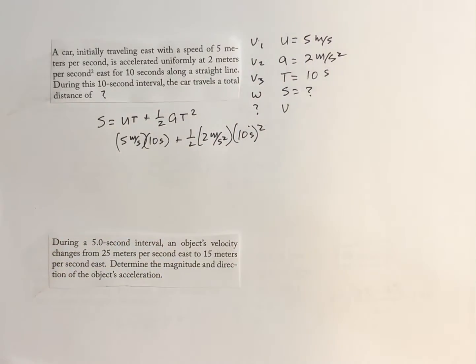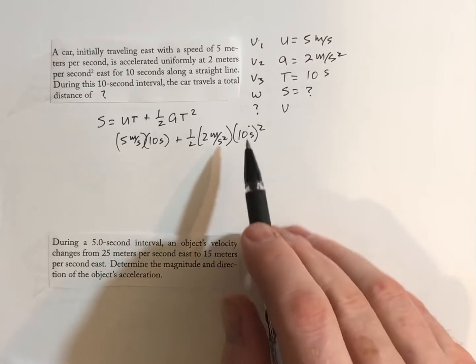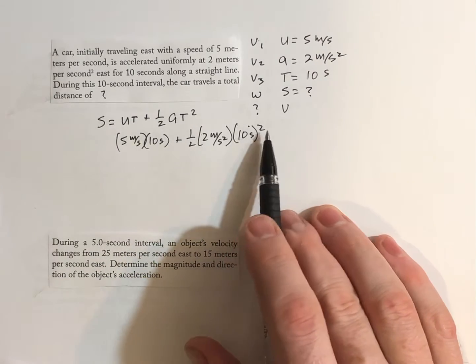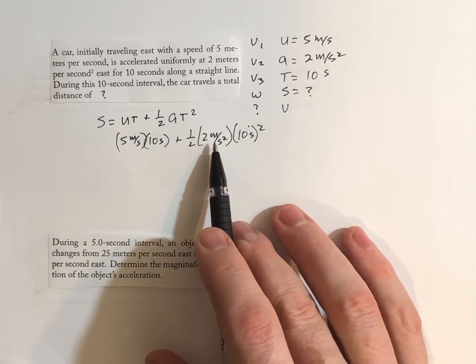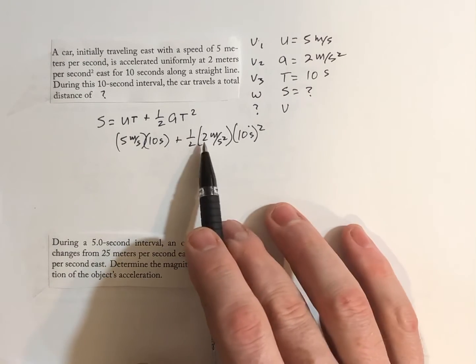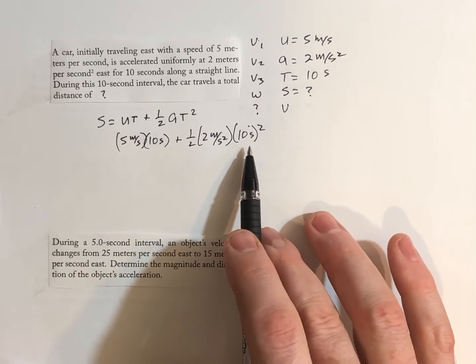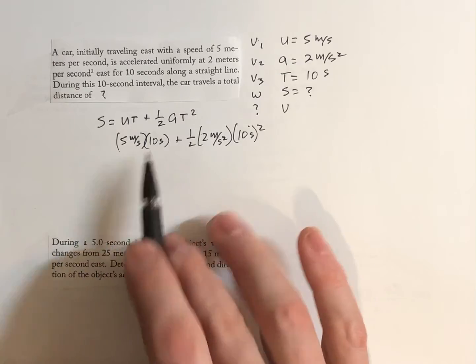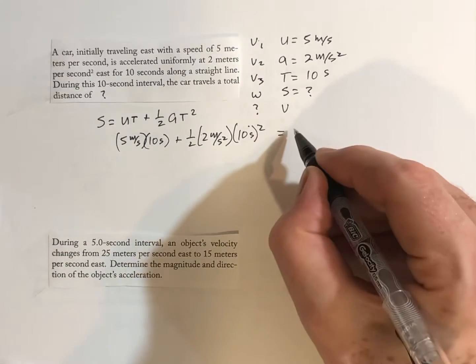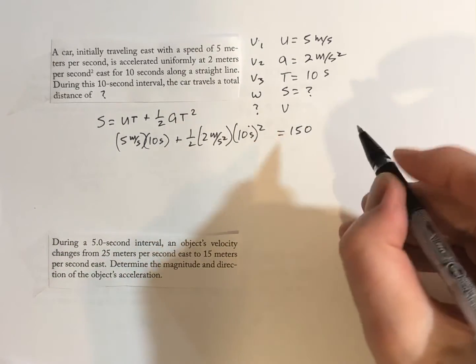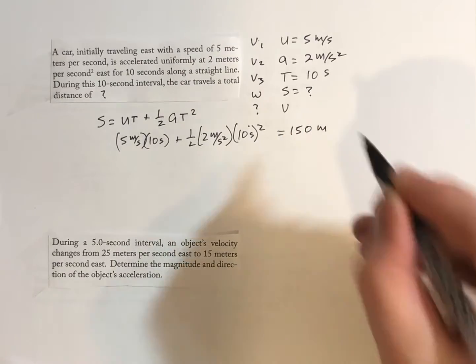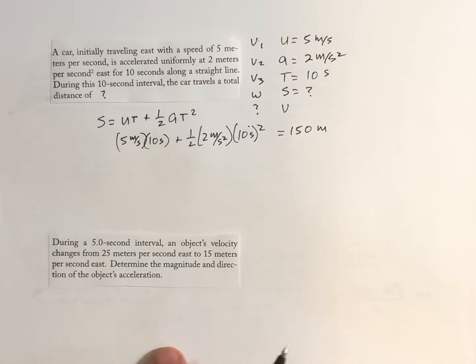When we go through here to do the math, we could probably just do this in our head almost. We got 10 squared, so that's 100, times 2, times 1/2 of 2, which is 1, so this is just 100, plus 5 times 10, so that's 50, so this is going to equal 150 meters. Okay, last one.